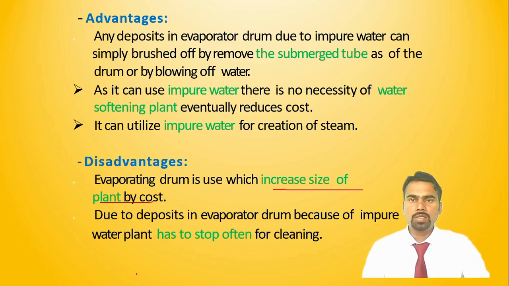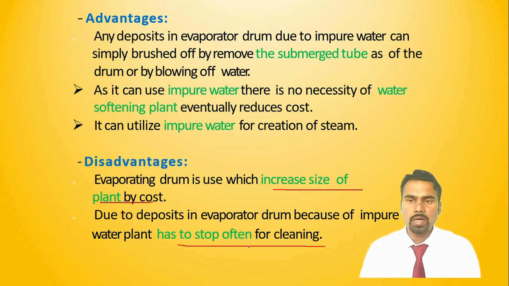So this is a disadvantage. Due to deposits in the evaporator drum because of impure water, the plant has to stop often for cleaning purposes. Means intermittently we have to stop the plant. For what purpose? For cleaning the evaporator drum, right? Because there are chances of formation of a layer, or we can say scale or sludge, on the tubing of the evaporator drum. So to remove that formed layer, we have to stop the plant intermittently.